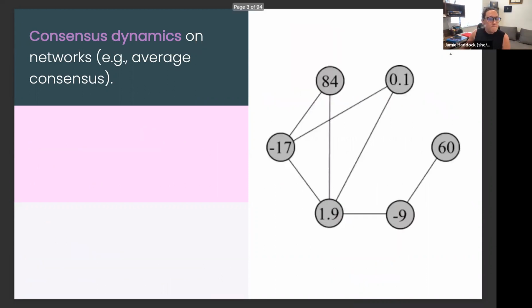Okay, so a quick outline. I'm going to introduce or remind us all of a family of problems, which I'll call consensus dynamics on networks. The example that I'll go into in more detail there is average consensus, but really this is a family of problems, and there's a feeling you have of these problems that arises all over applied mathematics. And I'm just learning about some of these areas for the first time.